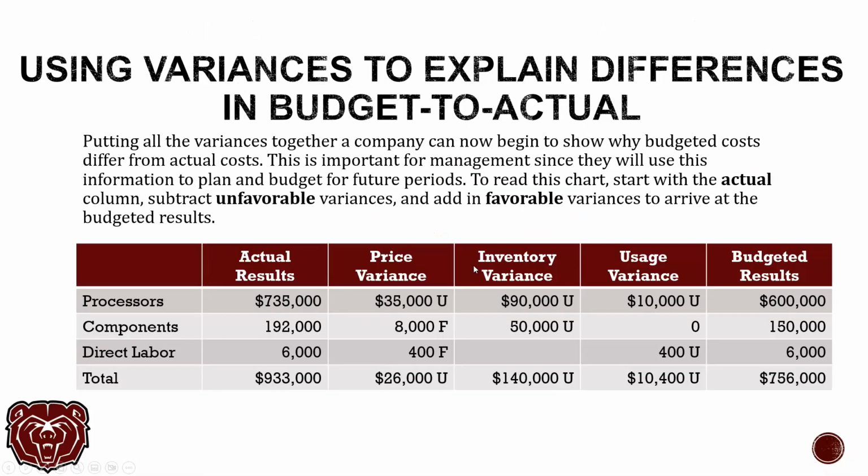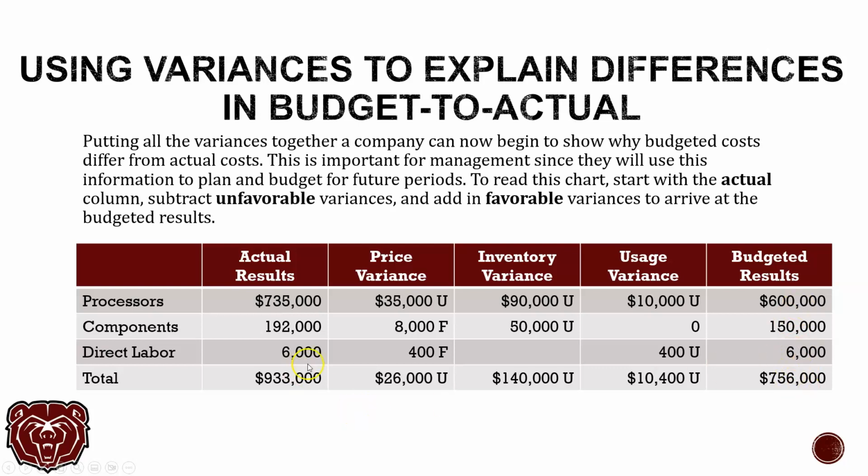Okay. So if we wanted to use variances to explain the differences in budget to actual, this is what we call a budget to actual analysis. Okay. If you put all the variances together, you can now look at why budgeted costs differ from your actual costs. This is very important for management, because each period they will use these reports or this analysis to budget and plan for their future periods. Okay. So essentially, to read this chart, you're going to start with your actual column right here. You're going to subtract any unfavorable variances, and you're going to add in any favorable variances, and you will arrive at your budgeted results.